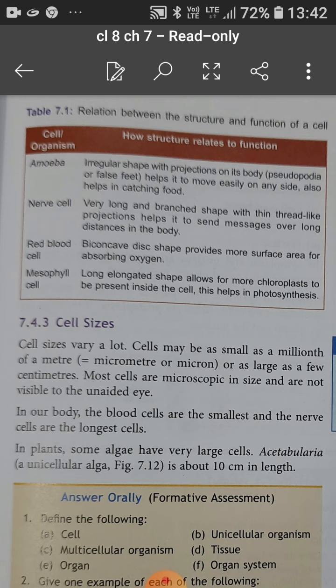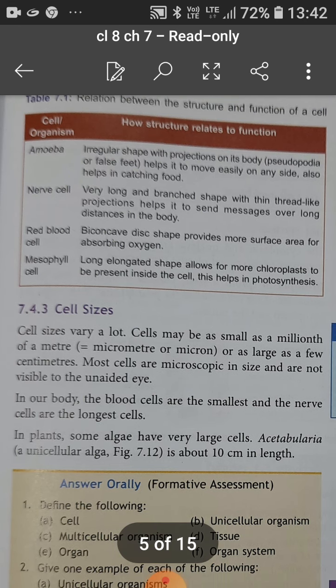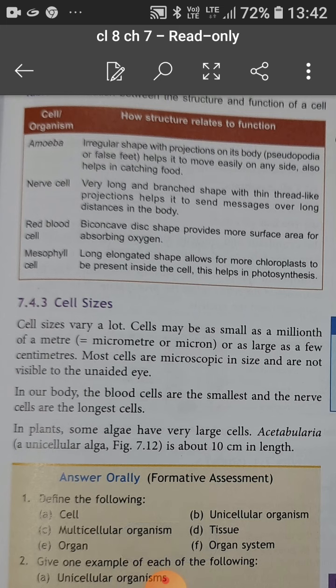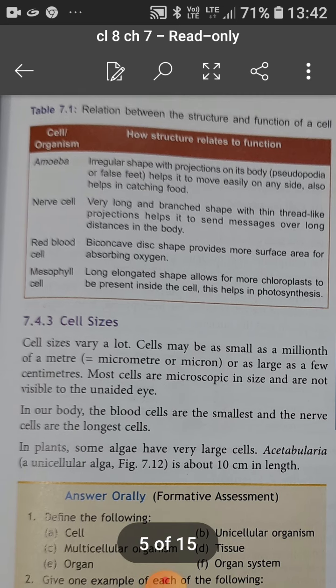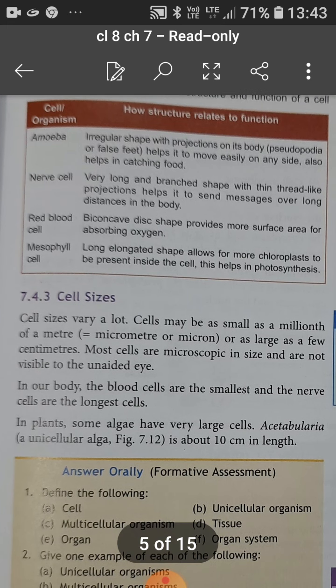Now about mesophyll cell. Mesophyll cell is long elongated shape, allows for more chloroplast to be present inside the cell. This helps in photosynthesis. What do you mean by photosynthesis? The process by which green plants and some other organisms use sunlight to synthesize food from carbon dioxide and water.